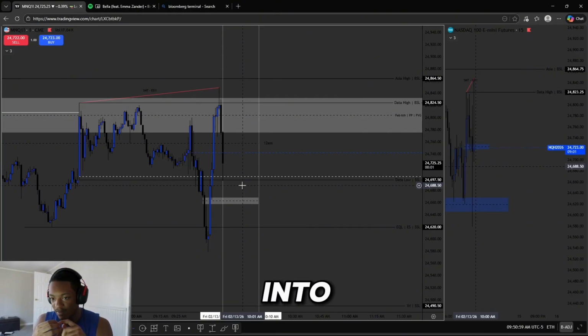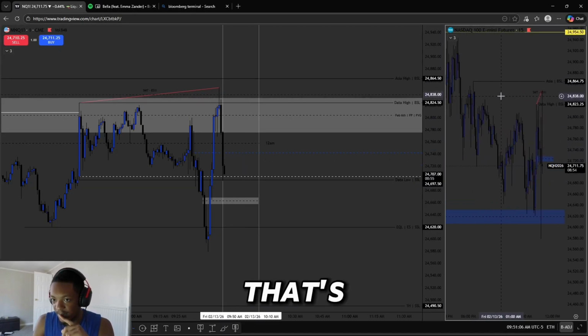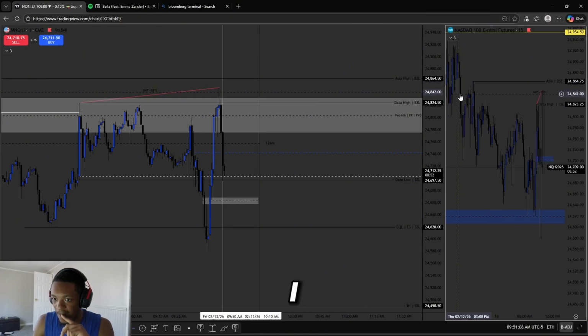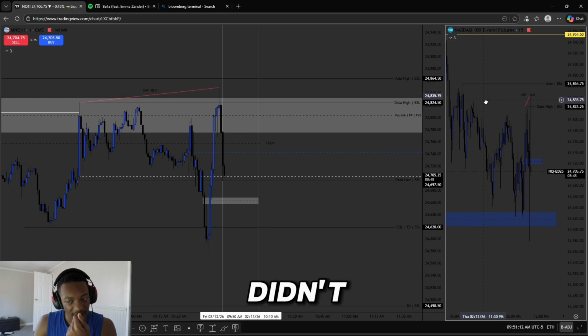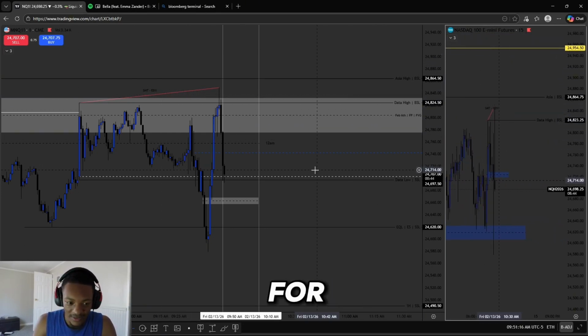So price tapped into a bearish 1 hour fair value gap. Oh, I forgot to mark that, and that's also the reversal. I had it mapped on my chart. Oh yeah, we do have a gap there. I didn't mark out anything on the buy side, because I was looking for sell side.